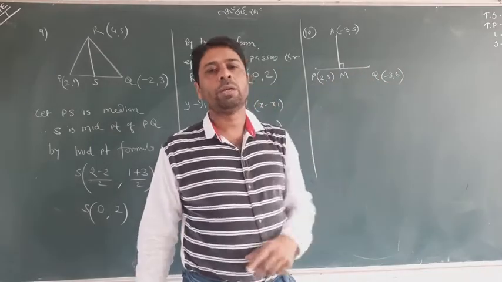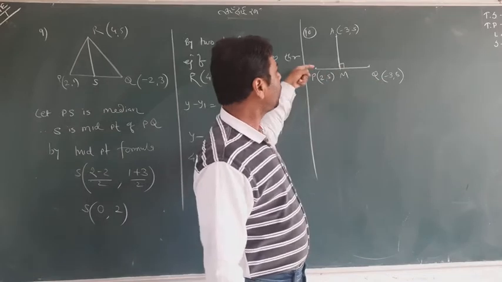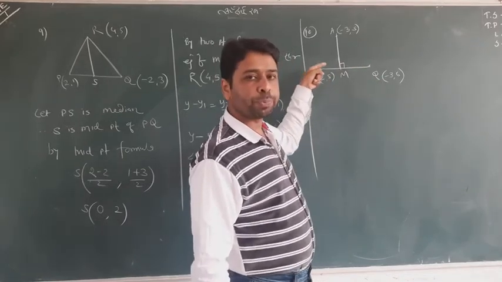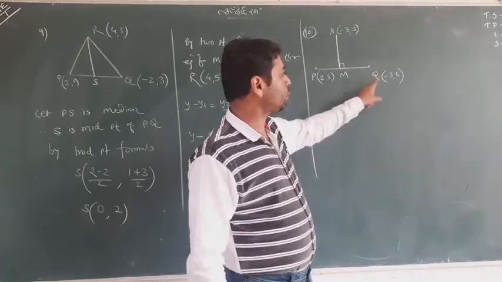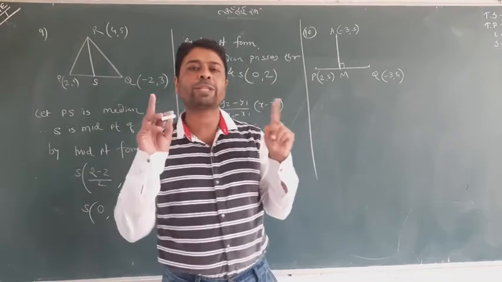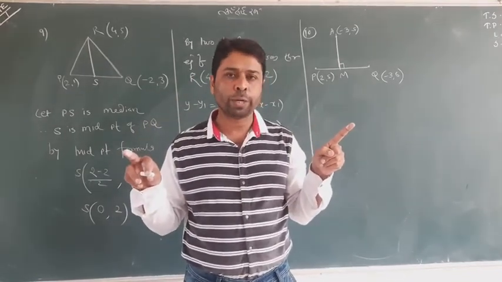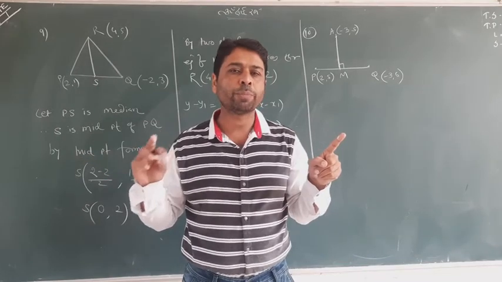What concept will I use here? Look, this is P and this is Q. We can find the slope of PQ because two points are given, and you know it. In the first exercise we saw that when (x1, y1) and (x2, y2) are two points, we can find the slope of the line, m equals y2 minus y1 upon x2 minus x1.